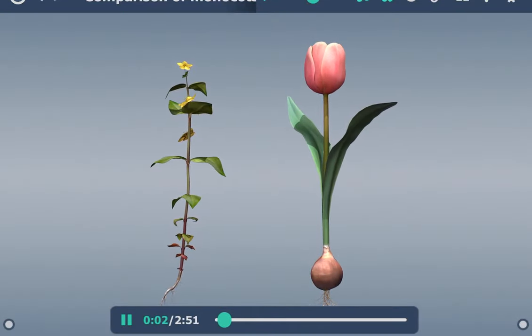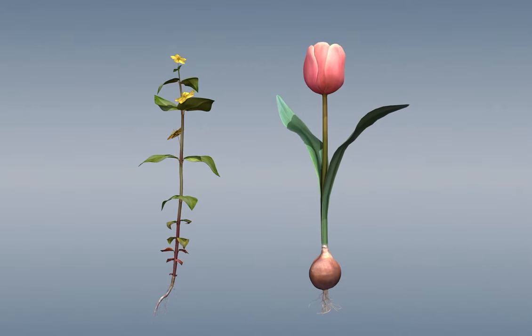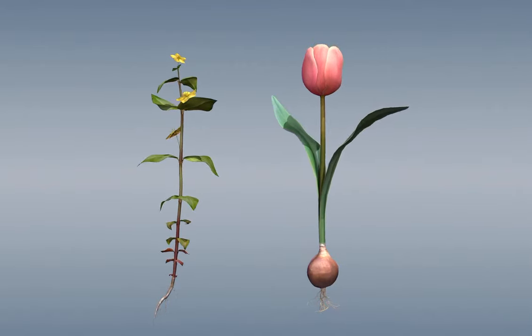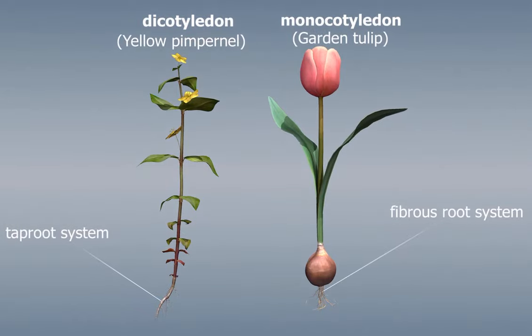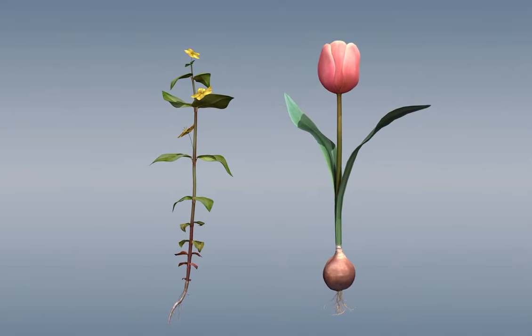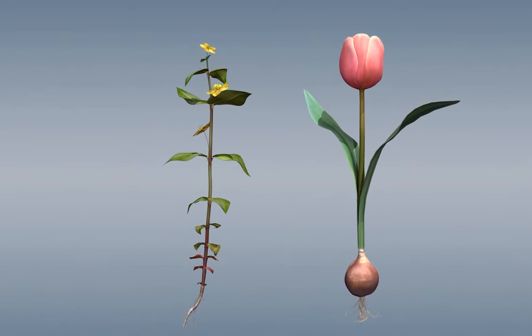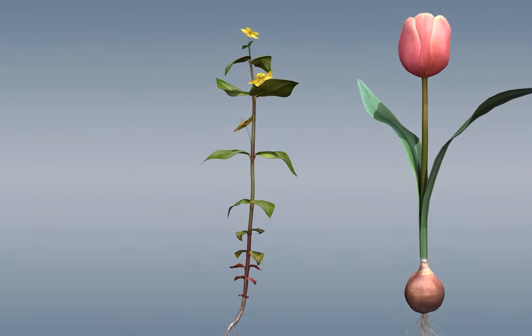Within the group of angiosperms, plants are grouped by the number of cotyledons in the seed. There are dicotyledons, or dicots, and monocotyledons, or monocots. Dicots usually have taproot systems, which consist of a central root, called the taproot, with lateral roots branching out. Monocots typically have fibrous root systems. But usually, the easiest way to differentiate between monocot and dicot plants is to compare their leaves.